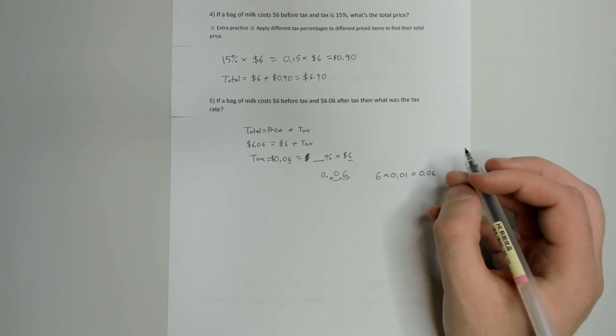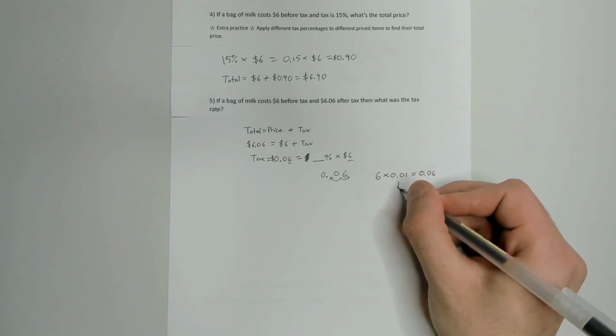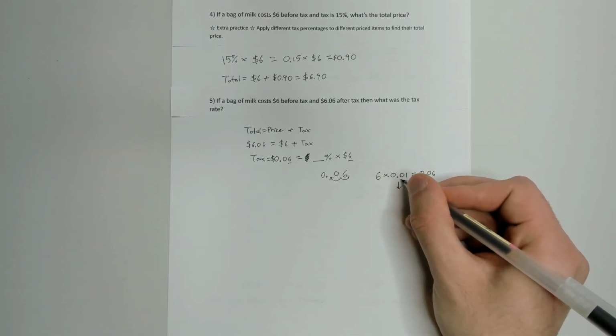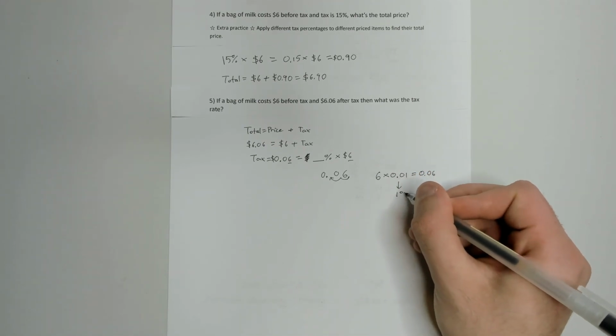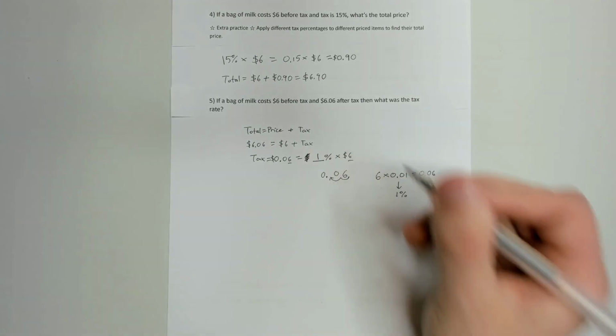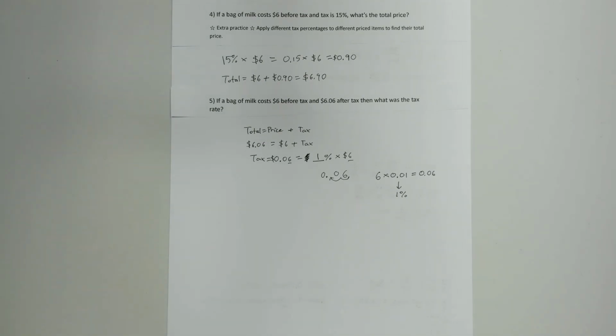The 0.01 written as a percent, well, if we write that as a percentage, we're just sliding the decimal 2 places and we get 1%. So that means our tax here must have been 1%.